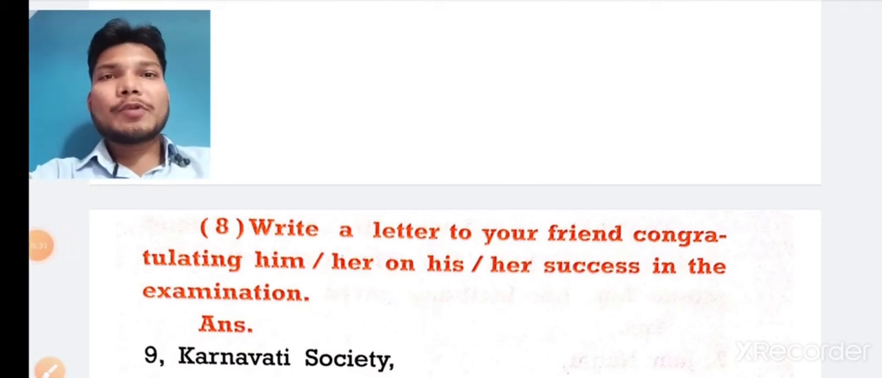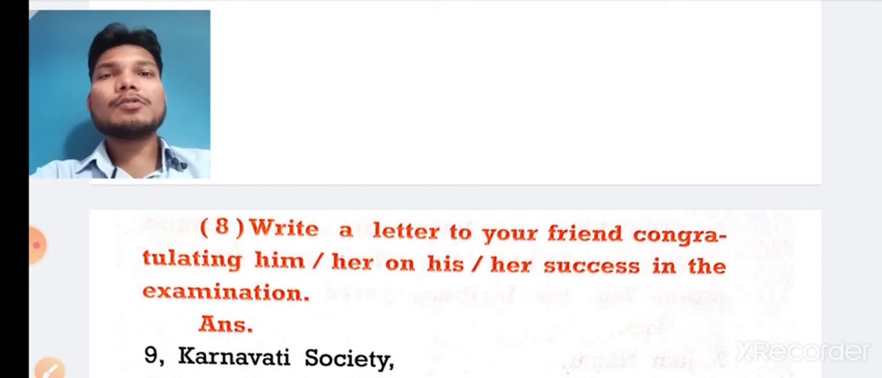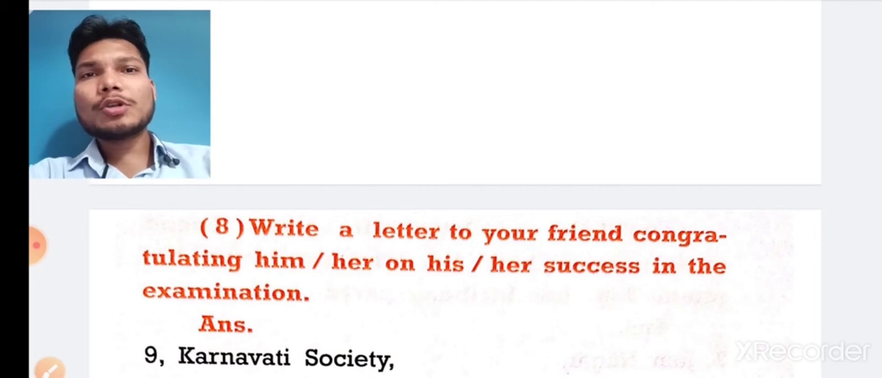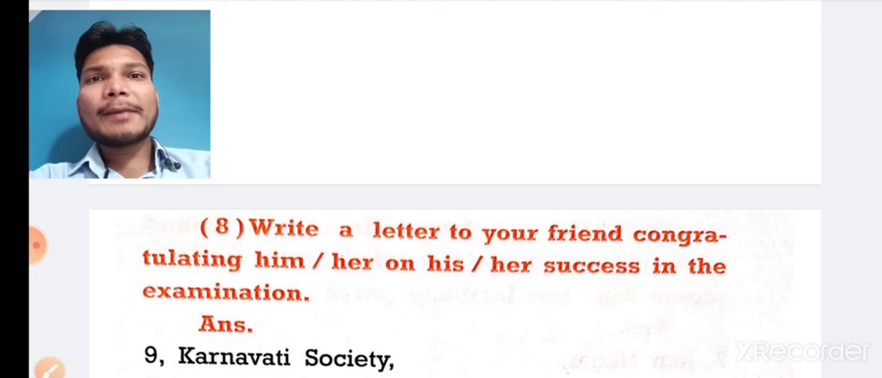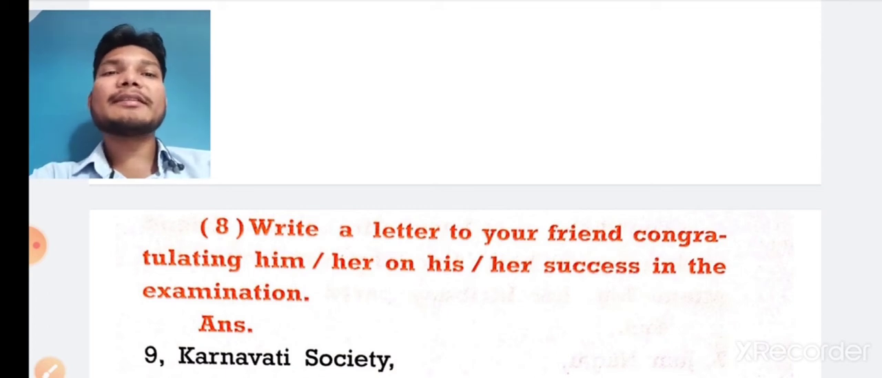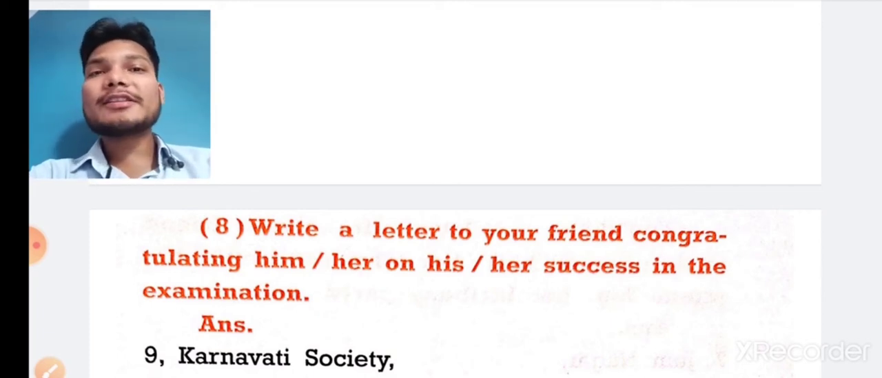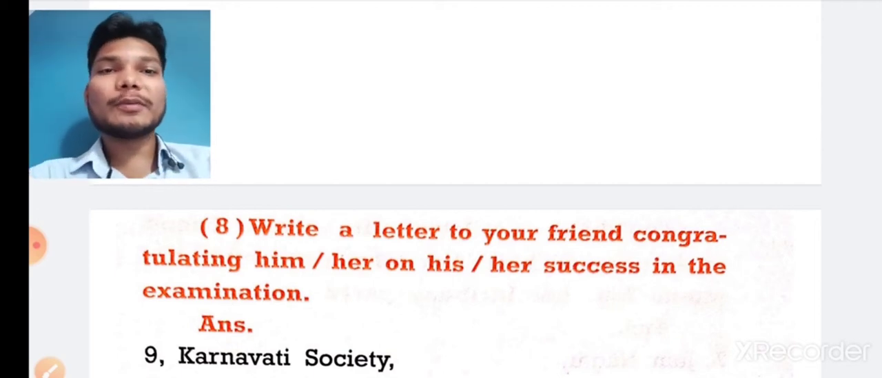Now our next point for composition part is letter writing. No doubt letter writing is very simple. You already know what to write in a letter, okay, and we already have discussed the parts of letter writing. It means two types of letters are there. The first one is formal letter and the second one is informal letter. While discussing the email writing, we have discussed what is formal and what is informal.